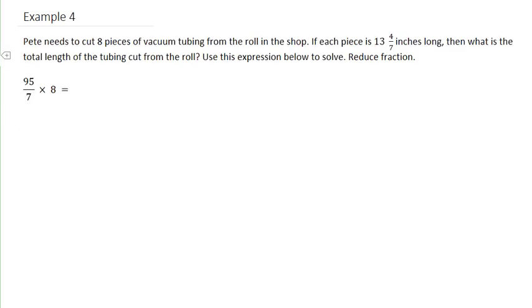Pete needs to cut 8 pieces of vacuum tubing from the roll in the shop. If each piece is 13.47 inches long, then what is the total length of the tubing cut from the roll? Use the expression below, and then we're going to reduce our fraction. So we have 8 pieces of this length, and we're using an improper fraction here. So we have 95 over 7 times 8 over 1. So let's go ahead and just rewrite this. It's a little bit bigger.